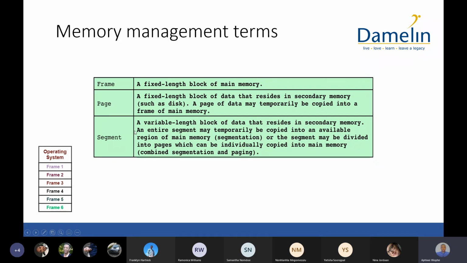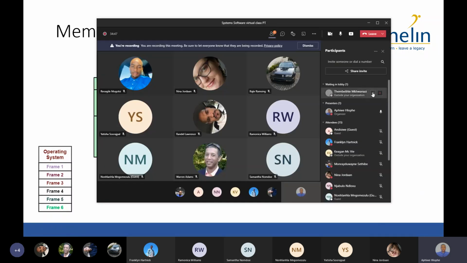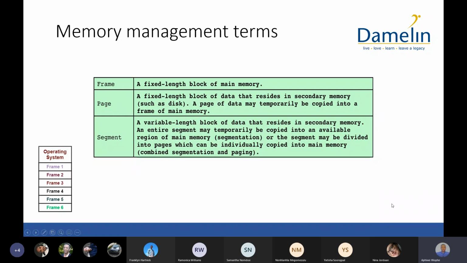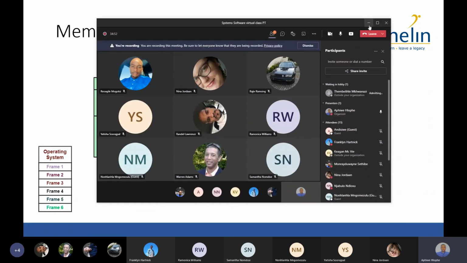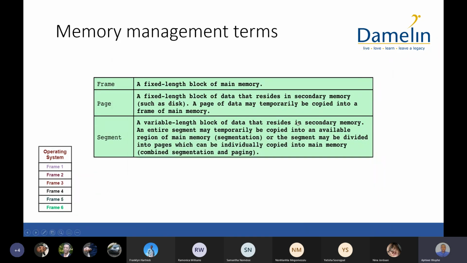And also we have segments. With the segment, it is a variable block of data that resides in secondary memory. An entire segment may temporarily be copied into an available region of main memory, referred to as segmentation, or the segment may be divided into pages which can be individually copied into main memory.